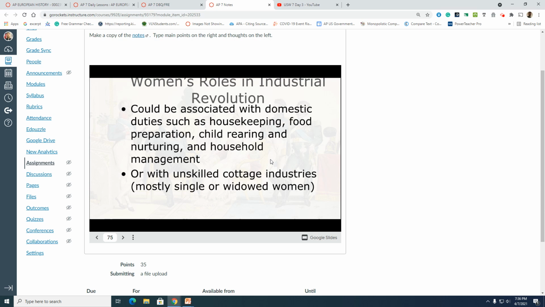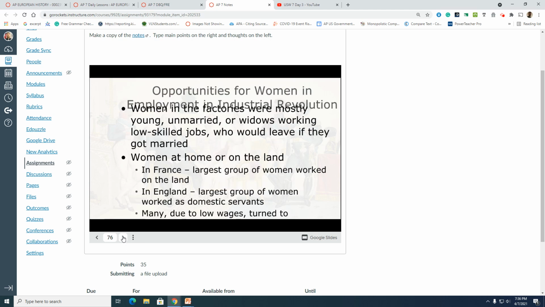Women, in the meantime, became associated with housekeeping, especially in Great Britain, food preparation, child rearing. So often these are the types of jobs that they would be hired for, especially in Britain, as I just mentioned. The earlier cottage industries, where women could make their own products, kind of fell by the wayside in some places, but in others, of course, they still remain popular, especially among single women and those that were widowed.